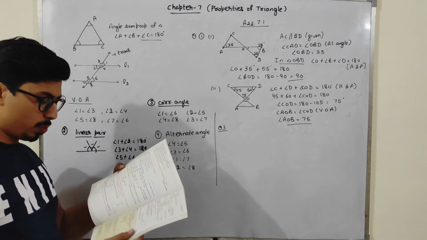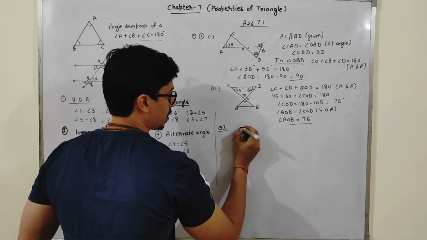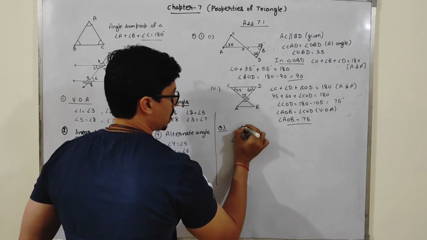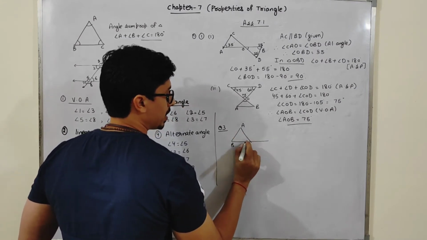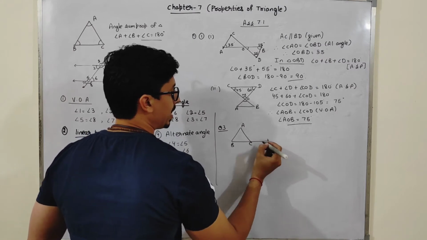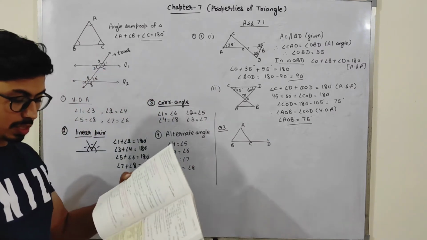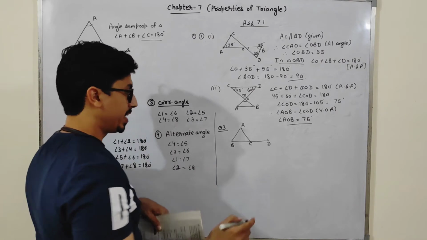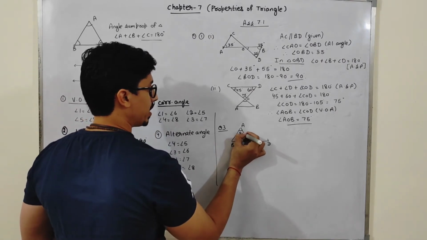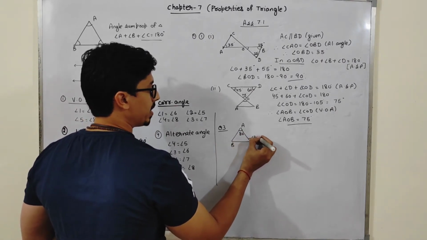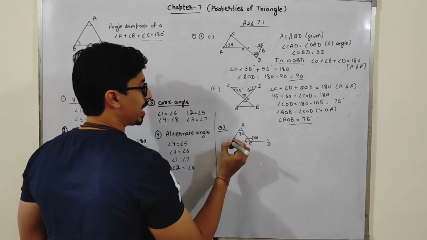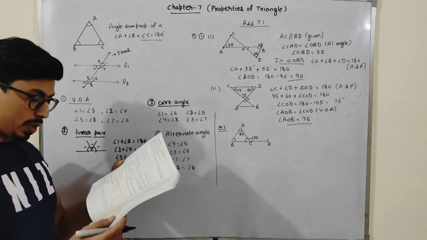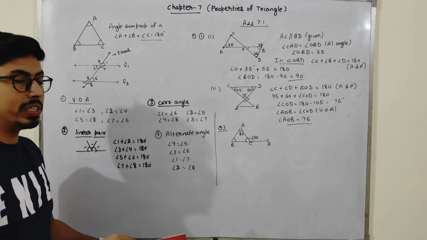See, a figure is given to us like this. This is A, this is B, this is C, and here we have D. This is given to us, and this is 180 degree, this is 80 degree, this is 130 degree, and these two angles I have to find out. Okay. Now see, students.